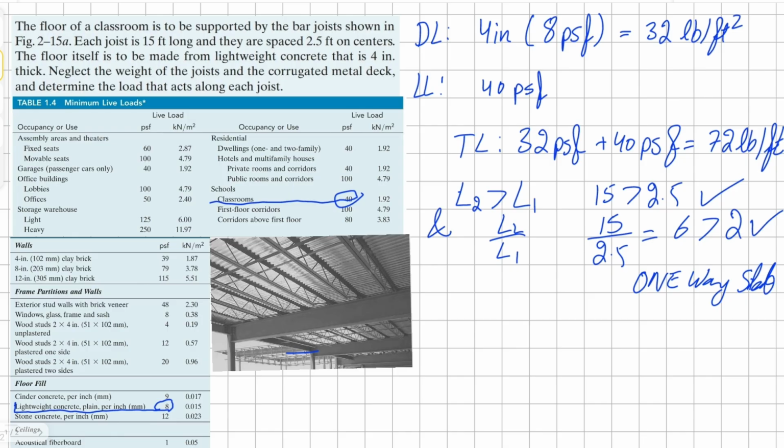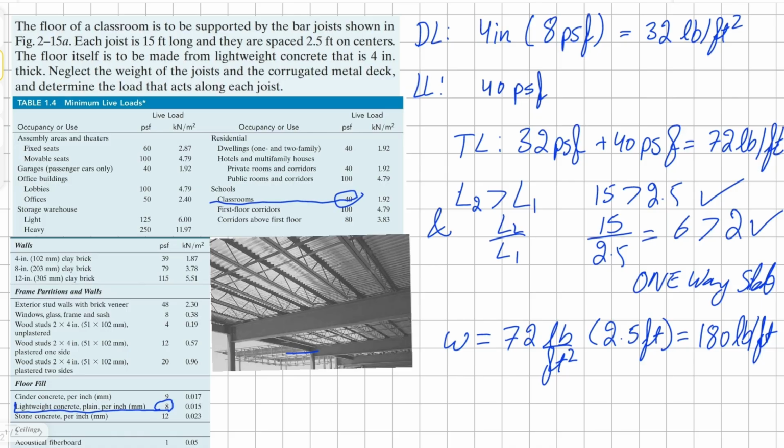Now that we know what this system is, we can find its uniform load. So our uniform load for this system would be our total load, which is 72 pounds per square foot, times the span between the beams, or joists in this case. That's 2.5 feet. And solving this comes up to 180 pounds per foot.